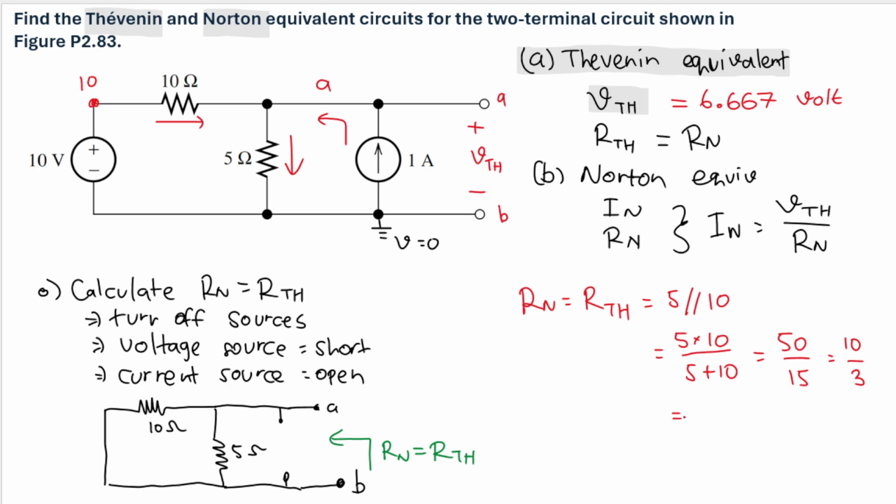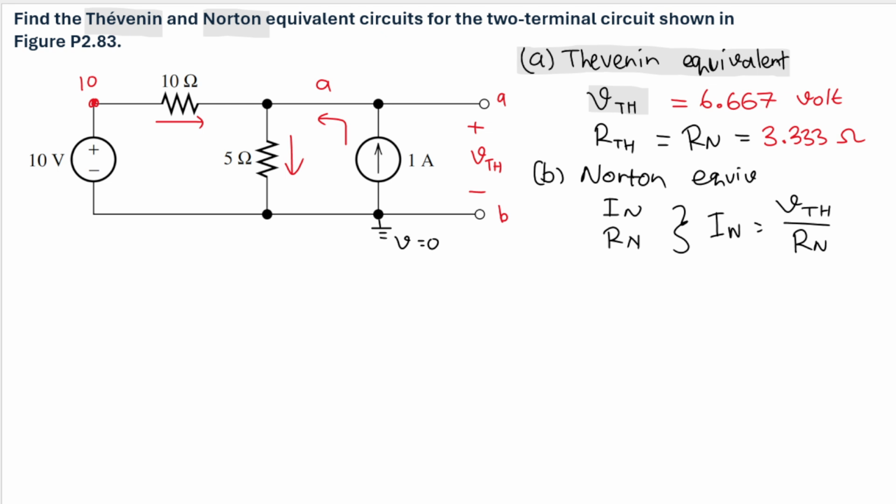And that means that we will have 3.333. And the unit here will be in ohm. So we have our RTH and our Rn. This is 3.333 ohm. Good. Now we just need to find out what is IN. Okay, let's do that, but let's clean up the board first.